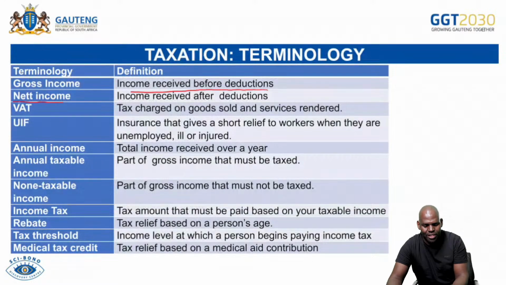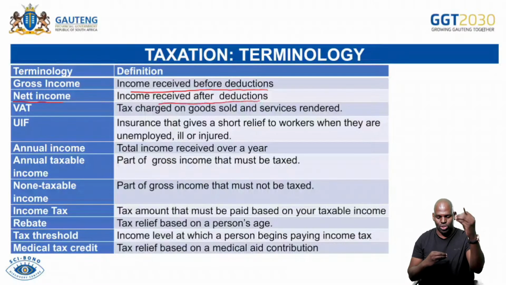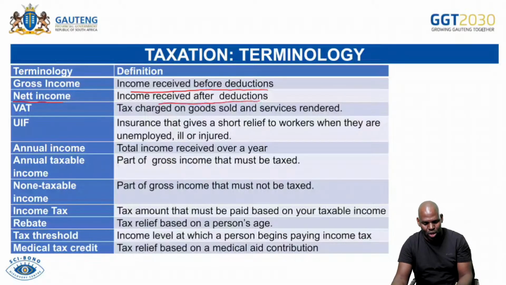And then net income is an income received after deductions. Please be careful about gross income and net income, because some of you are confusing the two. And then, of course, VAT.